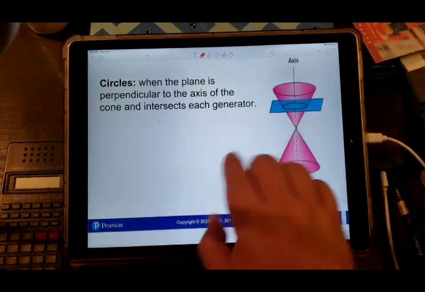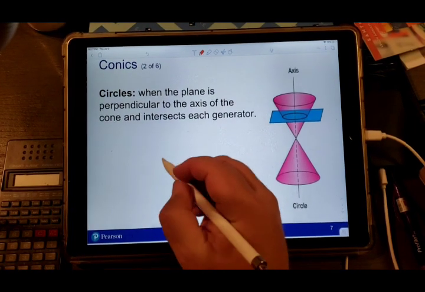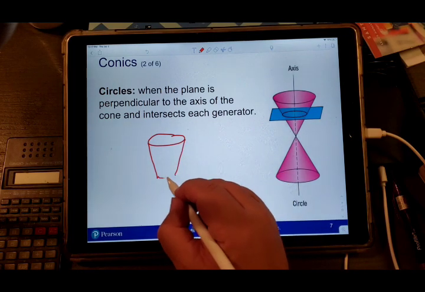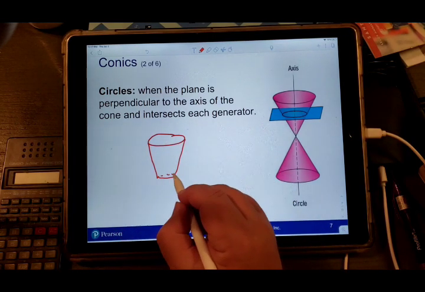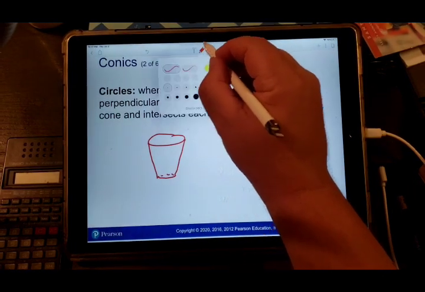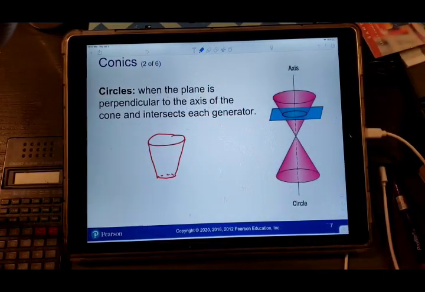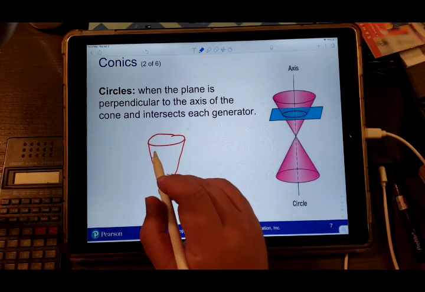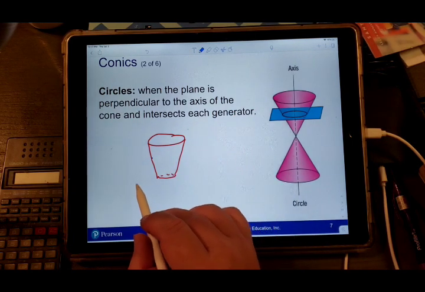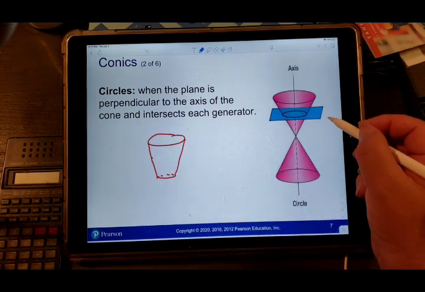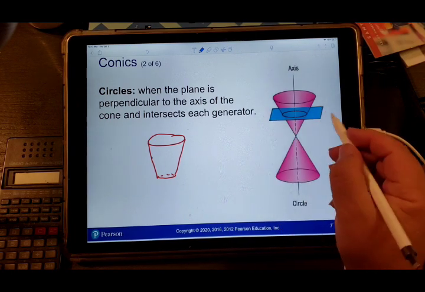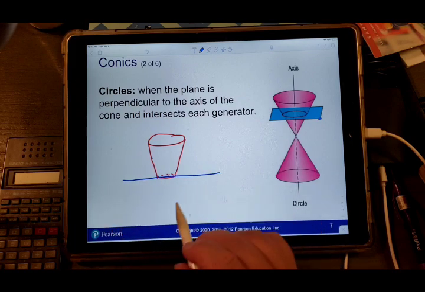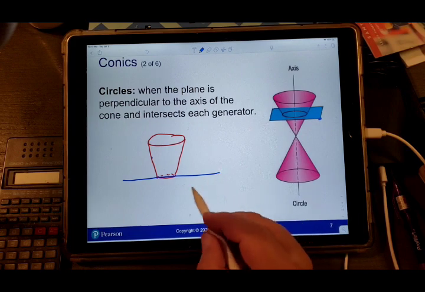So the easiest conic section to think about is the circle. Let's get that frustum. And let's say this cup has liquid in it, like soda, and I'm holding the cup perpendicular, like if I took this little piece right here, this plane, I laid it on a plane perpendicularly. All right, so like a table.